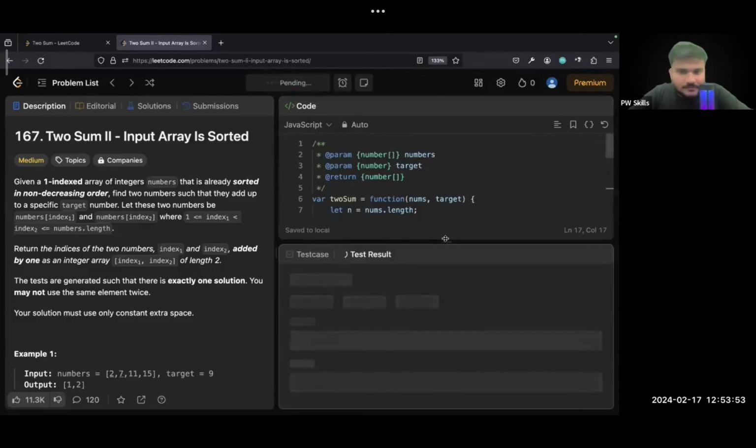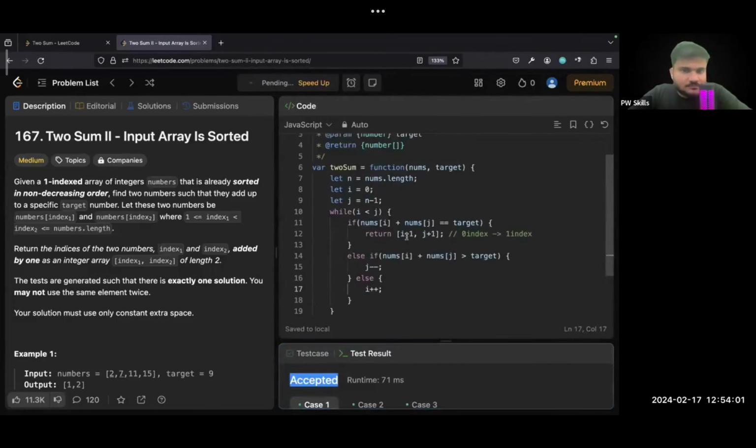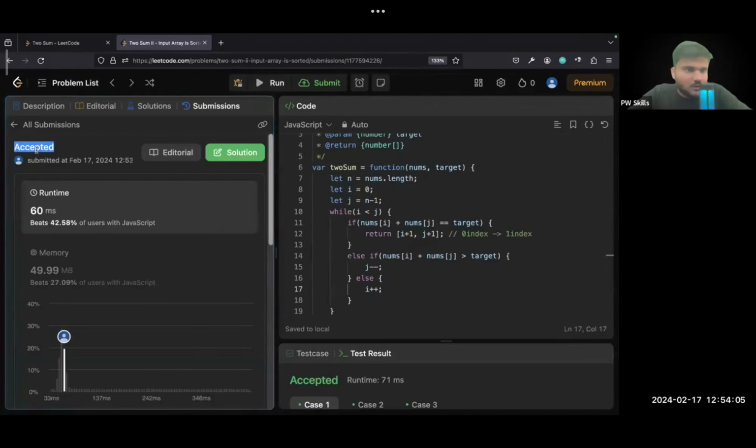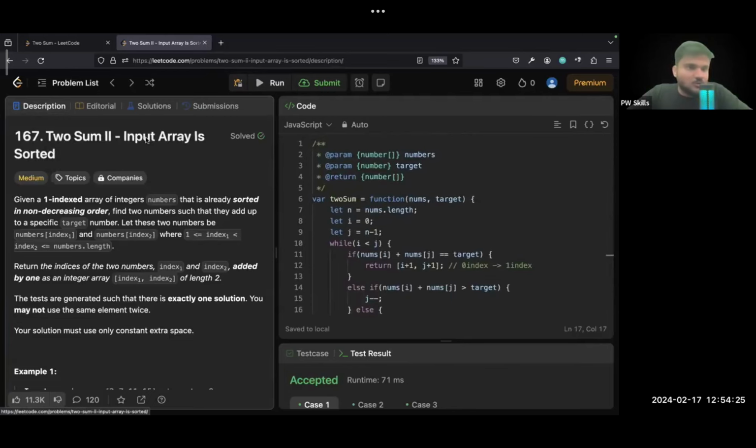If you run the code, you can see sample test cases are working. If you submit this code, you can see the code has been accepted. Again, as I mentioned, you do not need to look at this runtime because currently it shows 60 milliseconds. If I submit it again, it is going to show another time. So let's wait. You can see now 63. So this time is of no use. I'll teach it in time and space complexity. But you can see we have solved our next problem, that is 2 Sum 2, where input array is sorted.